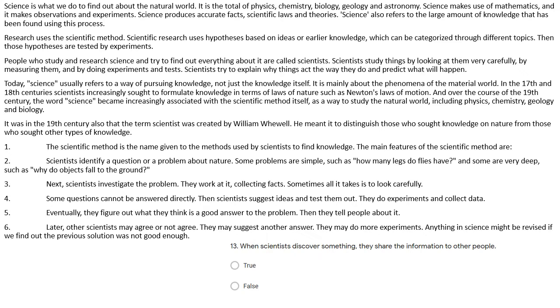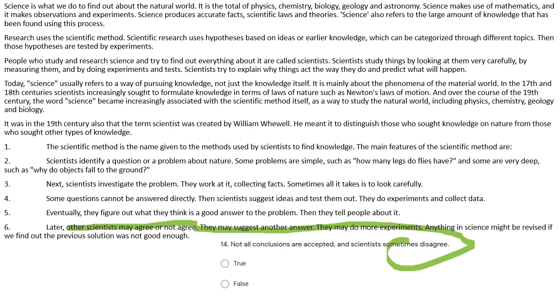Question 13. When scientists discover something, they share the information to other people. Well, it says here they tell people about it. So if they tell people, then they are sharing the information. So the answer is true. And question 19, last question. Not all conclusions are accepted and scientists sometimes disagree. Well, it says later other scientists may agree or not. So agree or not means disagree. So the answer is true.